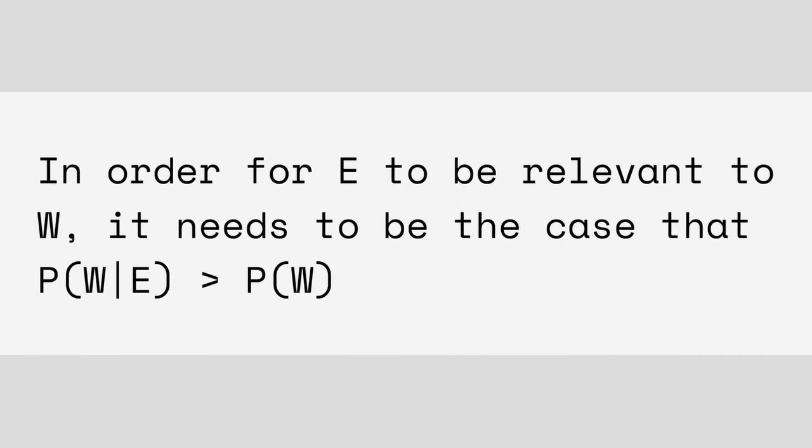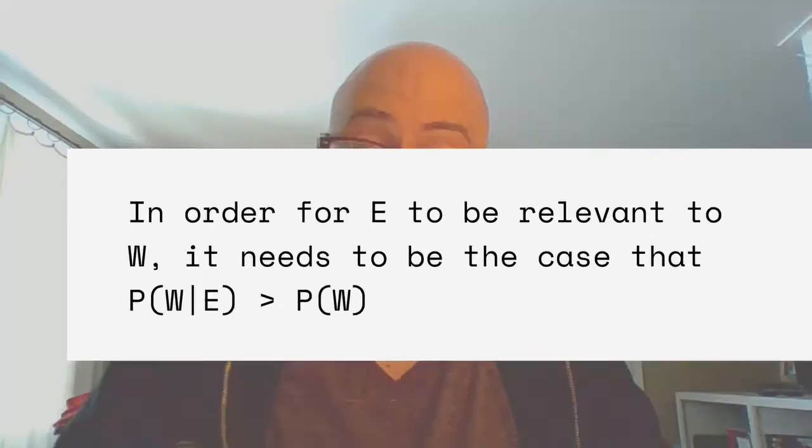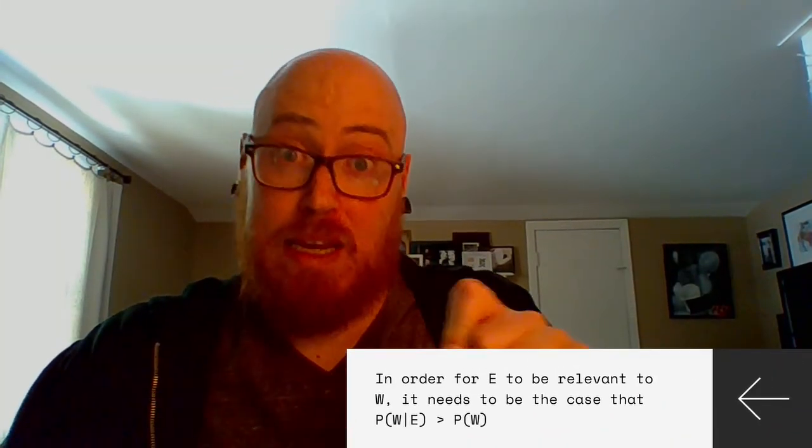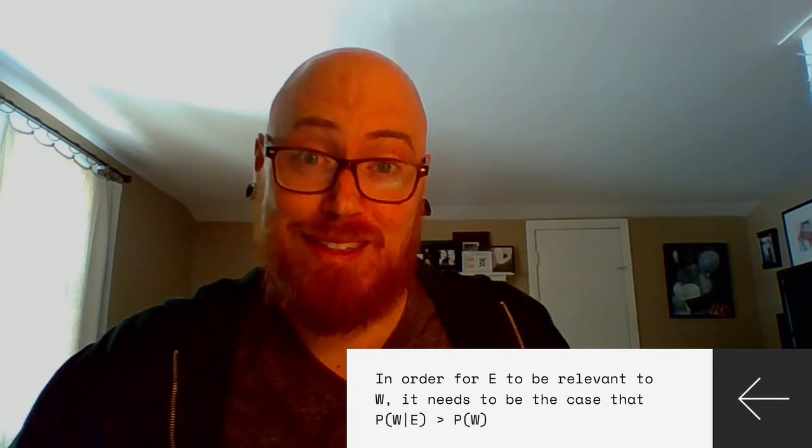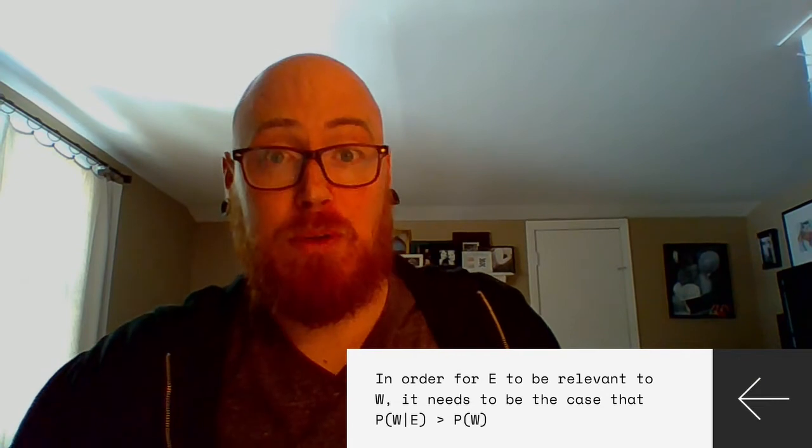In order for E to be relevant to W, it needs to be the case that the probability of you winning given 8 eggs in a row are empty is greater than the probability of you winning. So in order for E to condition on W, it needs to be the case that the probability of W given E is greater than the probability of W. So again, if the probability of W given E is equal to the probability of W, that means that E is irrelevant to W. E does not condition on W, okay?